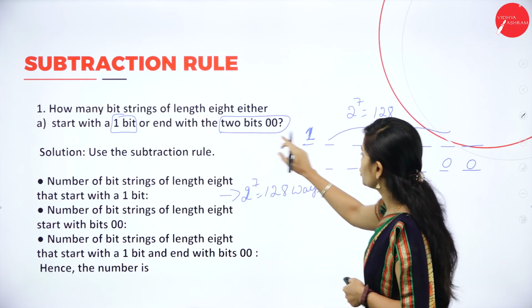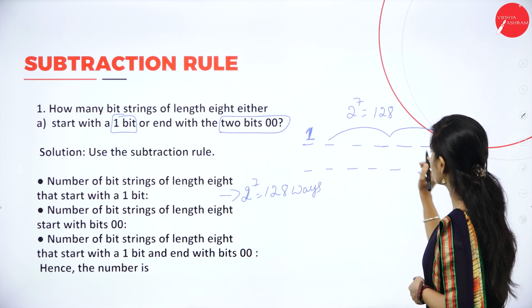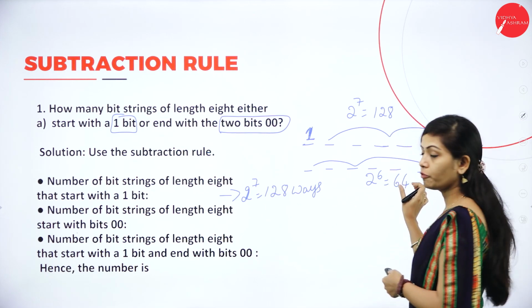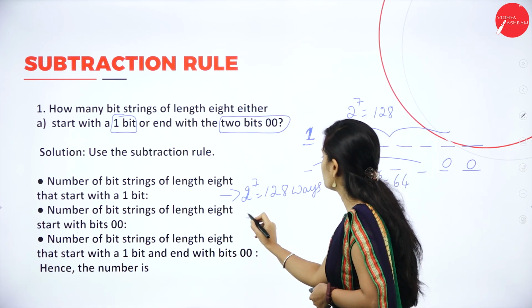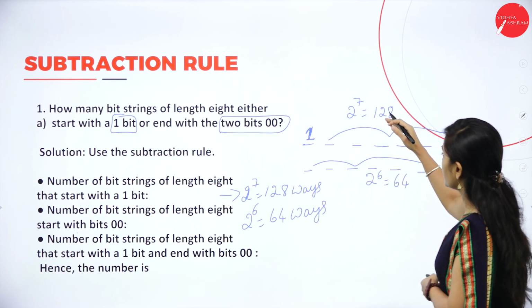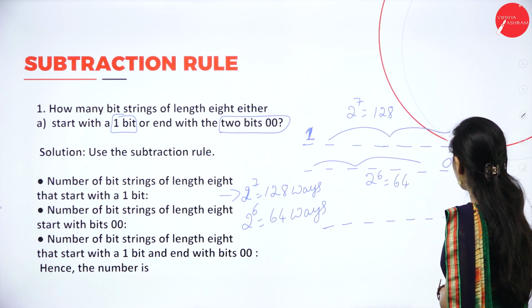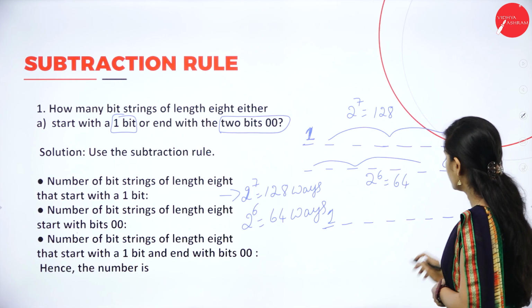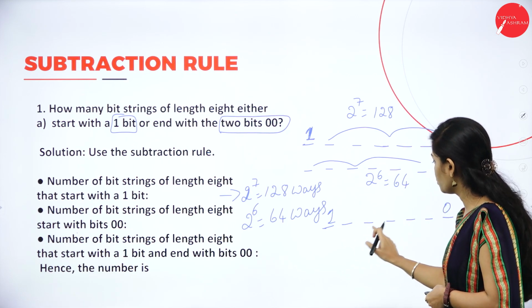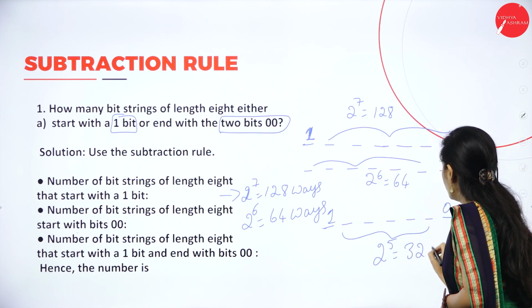And end with 2 bits. End with 2 bits means the remaining bits are 1, 2, 3, 4, 5, 6. So totally 2 power 6 is equal to 64. So the number of bit strings that end with 00 is 2 power 6, equal to 64 ways. Finally you have to find the number of ways to do both tasks. So for 1, 2, 3, 4, 5, 6, 7, 8 that start with 1 and end with 00, the remaining bits are 1, 2, 3, 4, 5. 2 power 5 is equal to 32 ways.